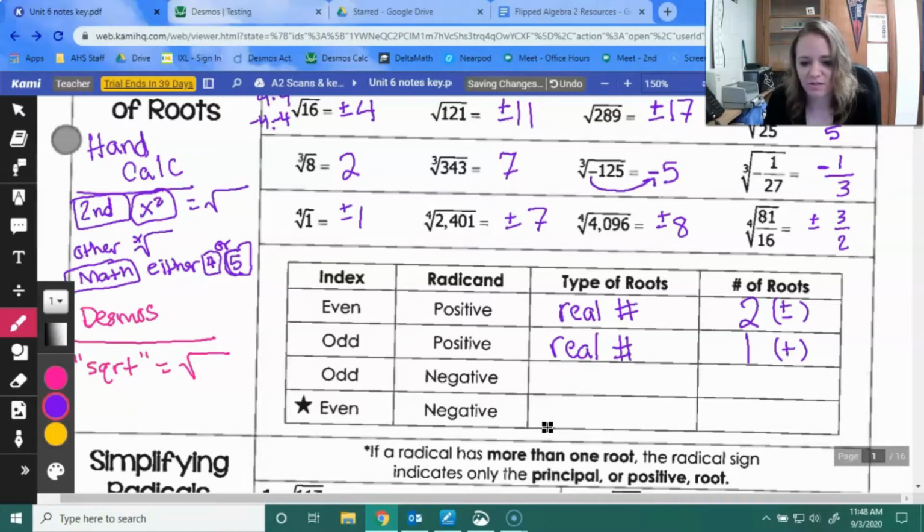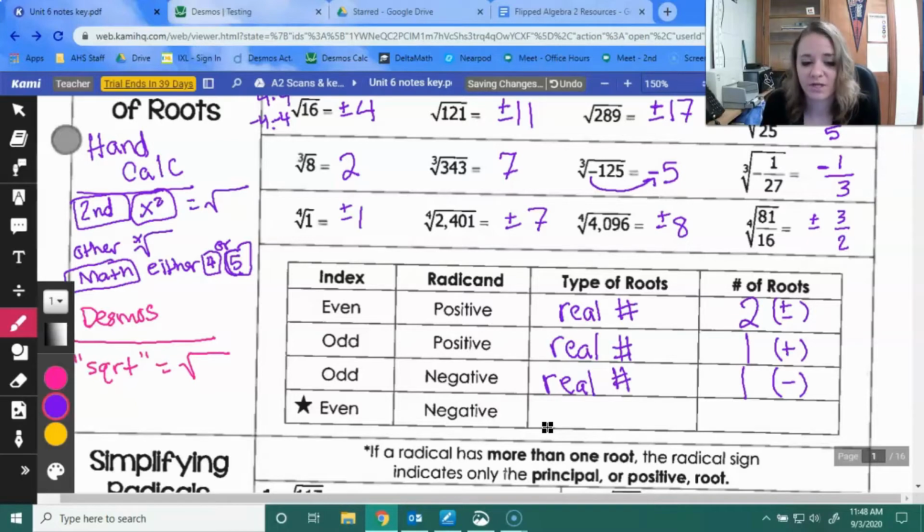Alright, if we have an odd root with a negative number under the radical, we still get a real number, but the answer is negative. So 1 answer, and we get a negative answer. And this is our special case.